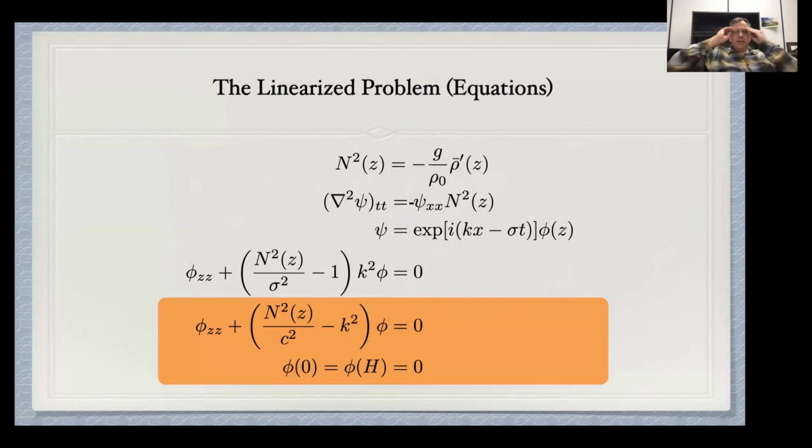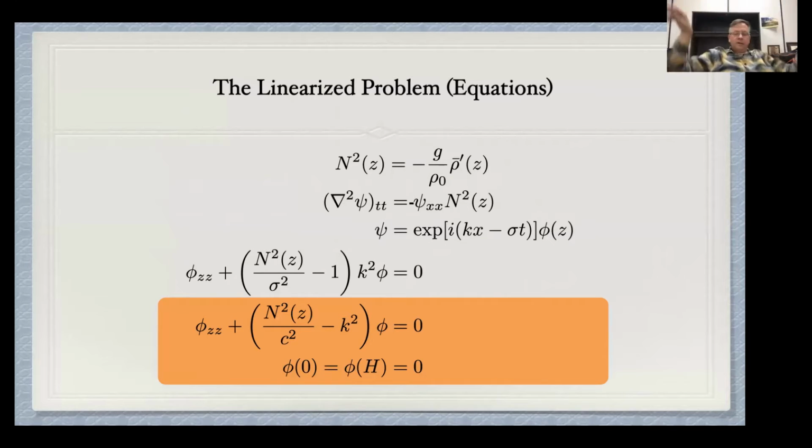Okay, so here it is in equations. I don't want to go over too many equations, but just a reminder, right? So N squared is the buoyancy frequency squared, or the Brunt-Väisälä frequency squared. It's defined as being proportional to the derivative, or the rate of change with height, of the density profile.